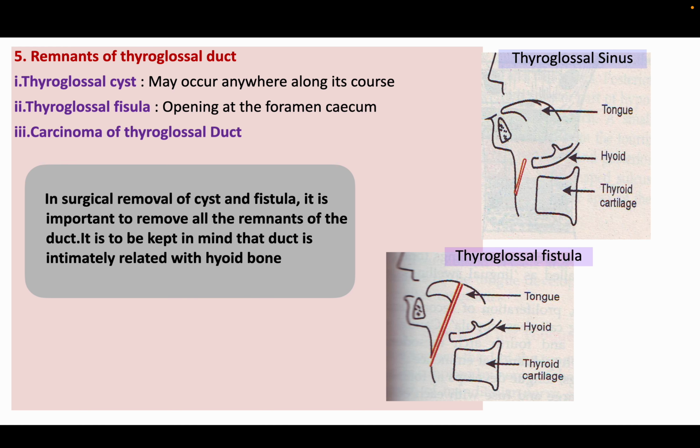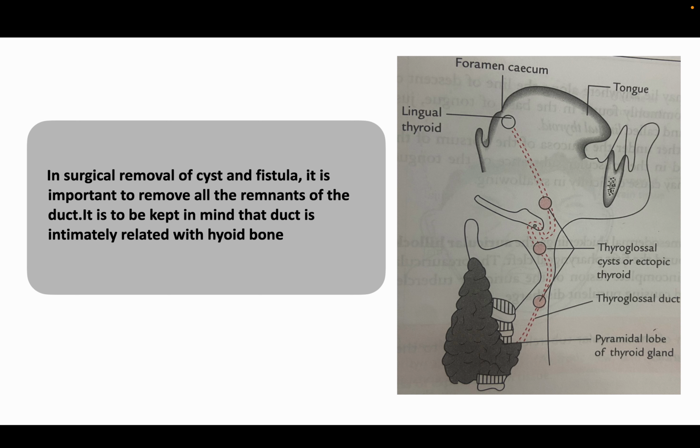In surgical removal of the cyst and fistula, it is important to remove all the remnants of the duct. It is to be kept in mind that the duct is intimately related to the hyoid bone. So it is always advisable to remove part of the hyoid bone along with it, just for the assurance that the complete thyroglossal duct is removed. You can see the relation. From the foramen cecum it is coming downward, going behind the hyoid bone, coming downward and reaching up to this level.